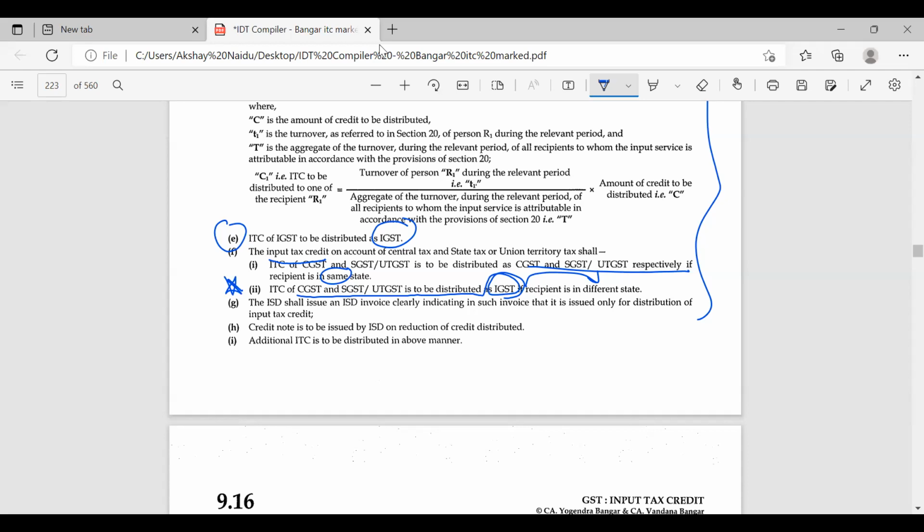Now what is G? किसी को भी doubt हो तो अभी पूछना. Do you have any doubt in point number F? Now what about point number G? ISD shall issue an ISD invoice. ISD shall issue ISD invoice that clearly indicates कि only for distribution of credit.